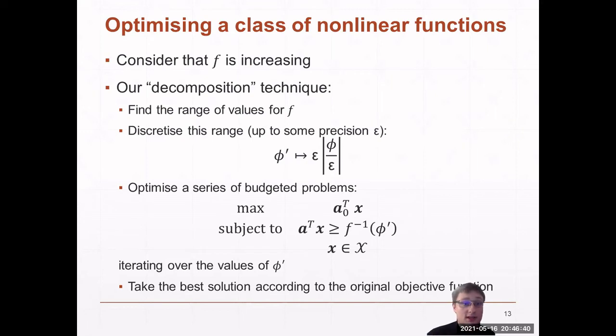So getting more into the details, here I'm considering that f, the nonlinear function, is increasing, but you can do exactly the same for a decreasing function. We first find the range of values that f can take, and then discretize this range to some precision that you can tune, epsilon. So now you have a range of integer values for f. And then you can optimize a series of budgeted problems, one for each of the values of f that we have computed. Finally, we take the best decision according to the original nonlinear objective function.